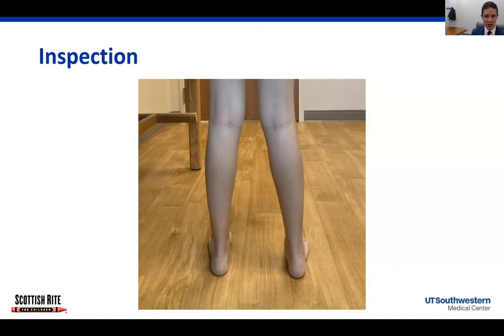Once again, I can look at alignment, and then I'm going to pay particular attention to the lower aspect to see what their alignment looks like down low. So I can see, is there any type of curvature or angulation of their heel that may also contribute to their pain or their injury.